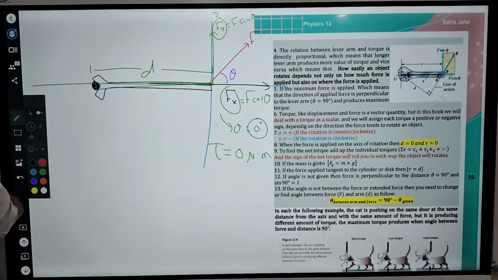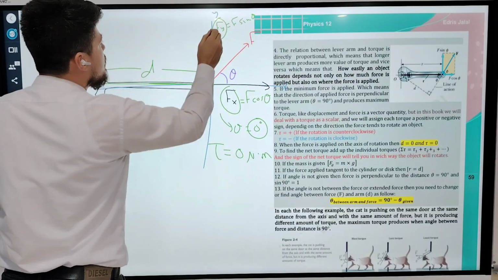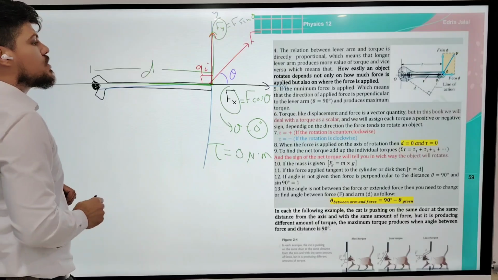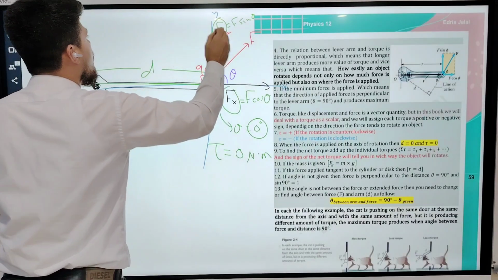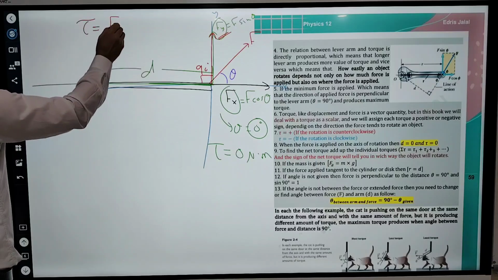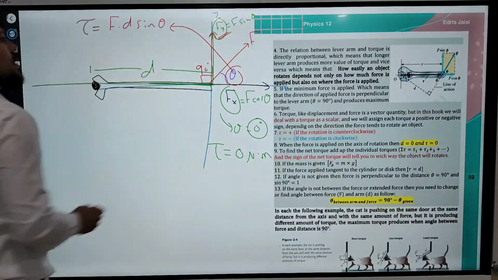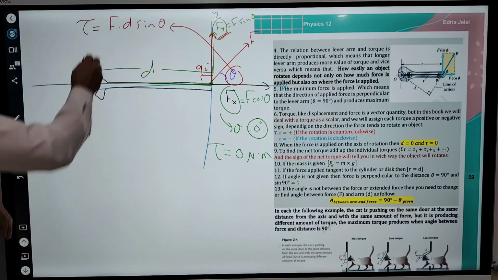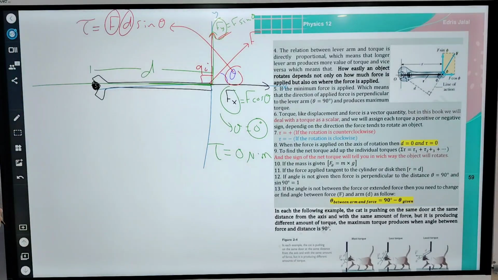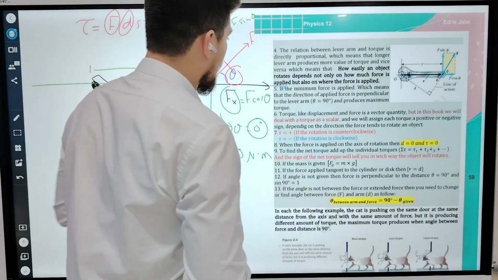But if you see the perpendicular force, which is Fy, this force is perpendicular to the distance. So that is why Fy produces torque, which is equal to F d sine theta. This is the theta between force and the distance, this is force and this is distance. So which component produces torque? The y component produces torque.